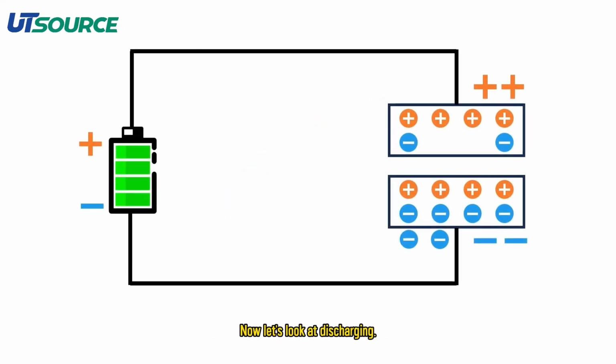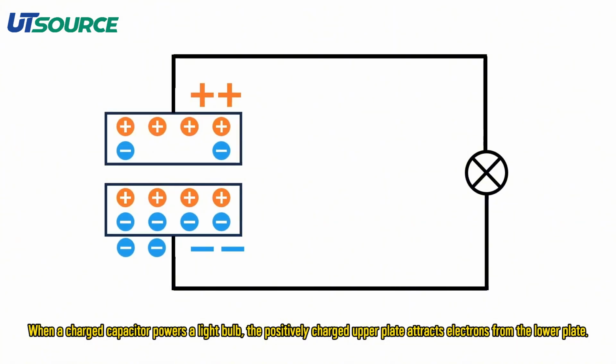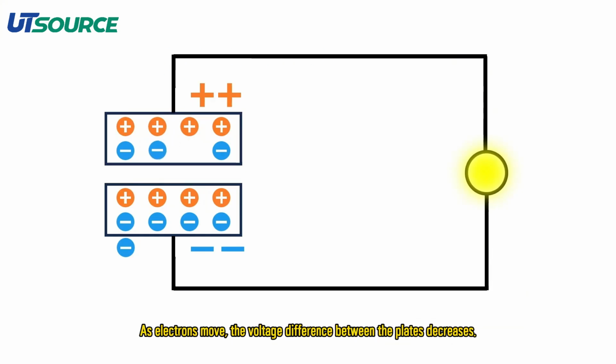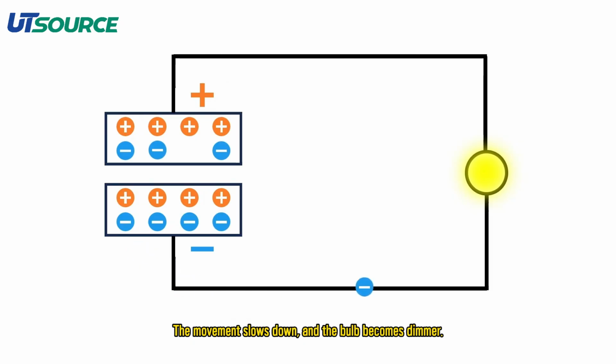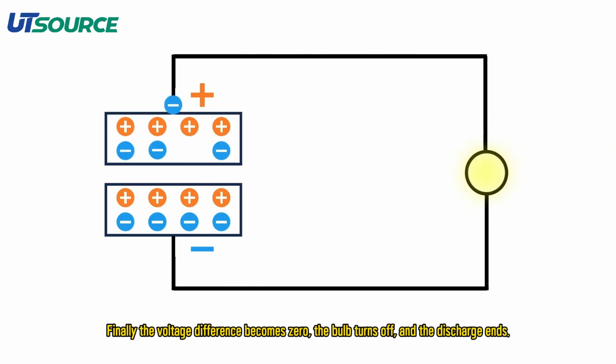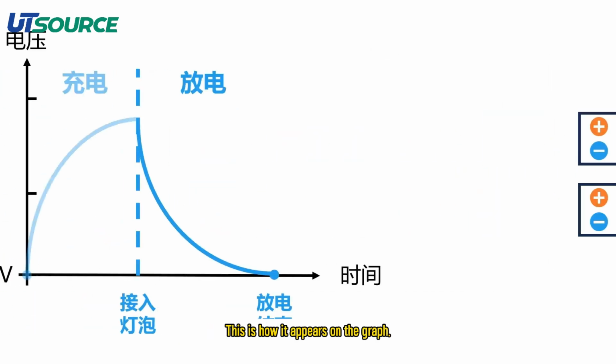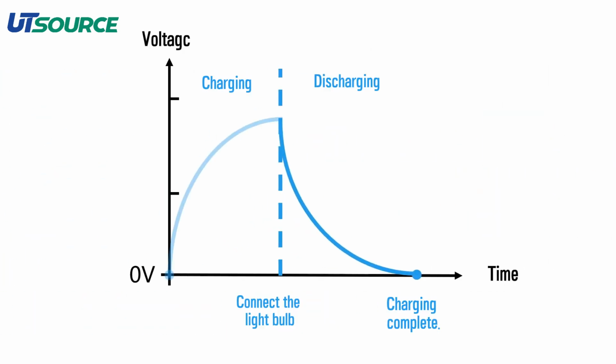Now let's look at discharging. When a charged capacitor powers a light bulb, the positively charged upper plate attracts electrons from the lower plate. As electrons move, the voltage difference between the plates decreases. The movement slows down, and the bulb becomes dimmer. Finally, the voltage difference becomes zero, the bulb turns off, and the discharge ends. This is how it appears on the graph. After the bulb is connected, the discharge gradually slows until it eventually reaches zero.